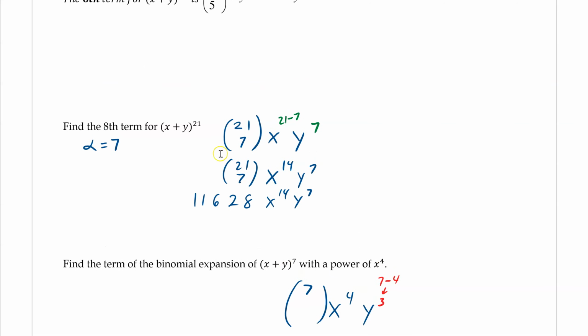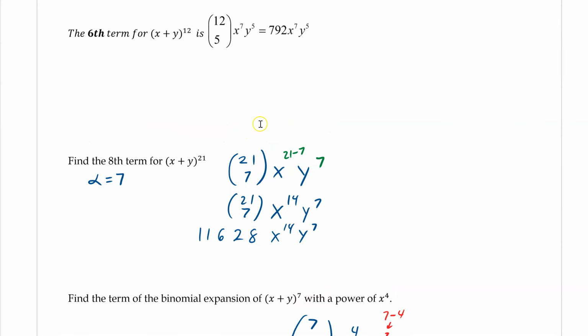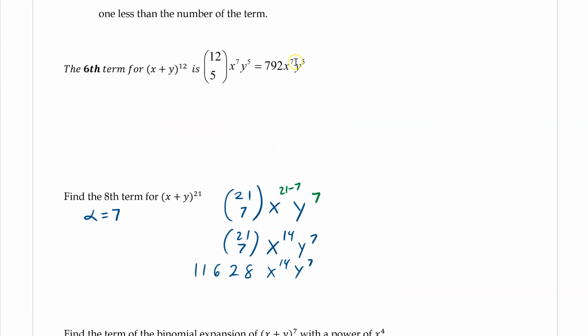So let's go back and look. If you notice, if that's a 7, we put a 7 here. If that's a 5, that's a 5. Whatever that is, it's the same as that one. They go together, right? 1 and 1, 2 and 2, 3 and 3, 4 and 4, and so on. So if that is a 3, then that is a 3. So find the term of the binomial. We already know it's got to be x to the 4 y cubed. So now we just have to plug in 7 choose 3. And there you have it. It's 35.